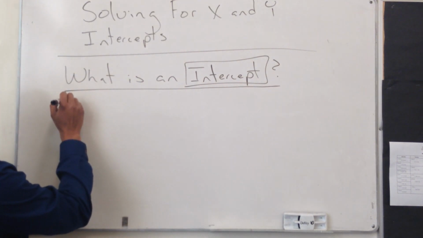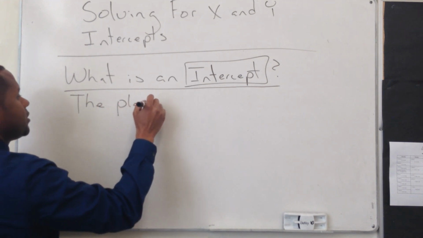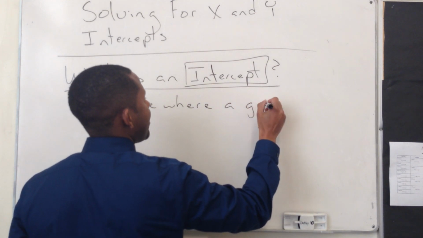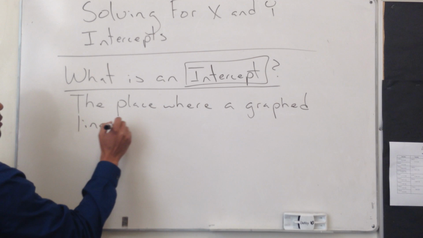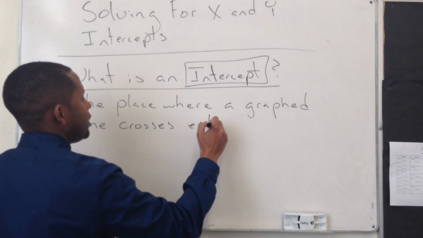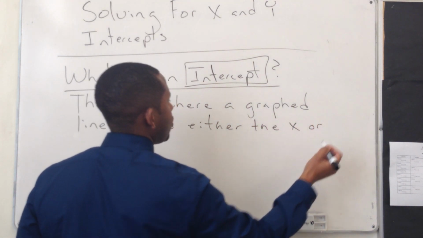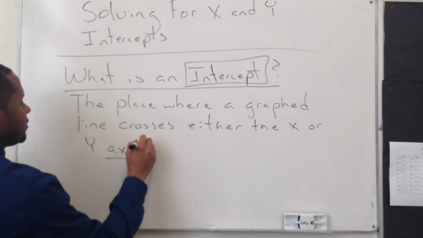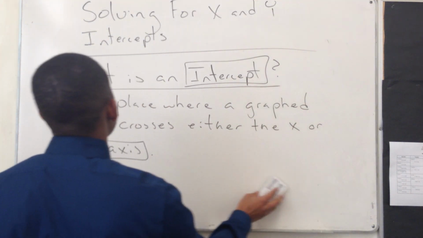And what an intercept is, is the place where a graphed line crosses either the X or Y axis. Okay? So that's what the intercept is.